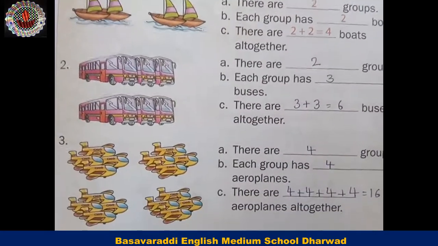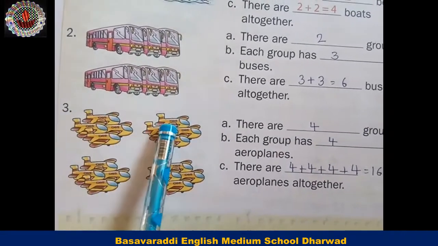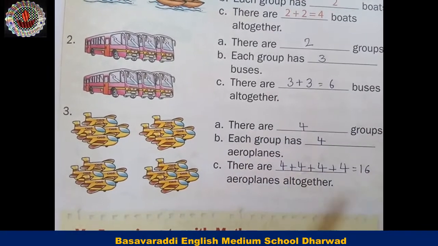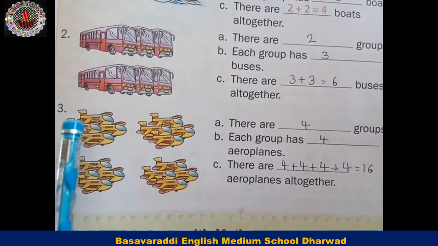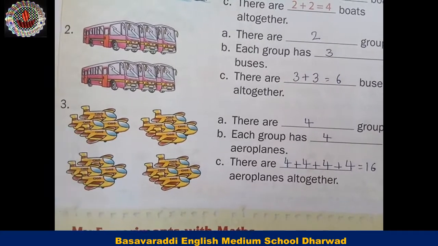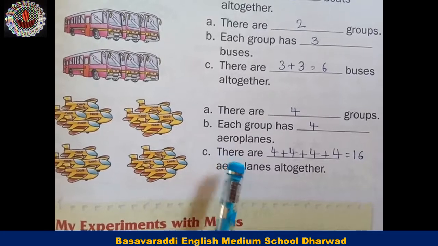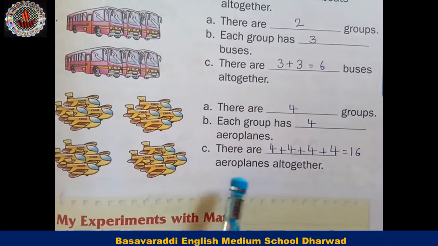So here there are aeroplanes. How many groups? 1 group, 2 groups, 3 and 4. There are 4 groups. In each group, how many aeroplanes are there? 1, 2, 3, 4. 4 aeroplanes. Each group has 4 aeroplanes. There are 4 plus 4 plus 4 plus 4. That is 16 aeroplanes altogether.